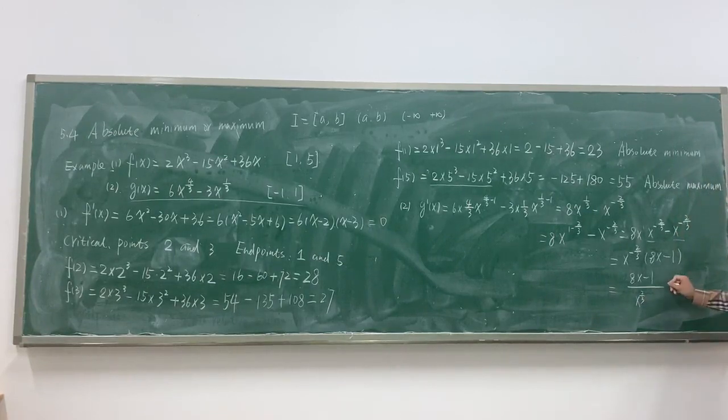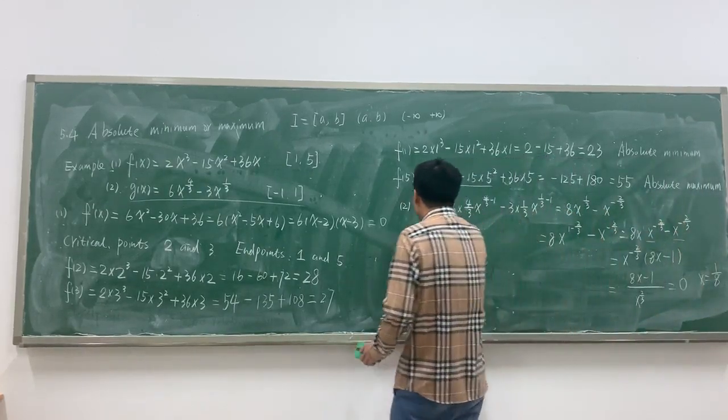So you let it equal 0, and you can see x equals what? 1/8. So this is the first critical point. The second critical point is what? You can see g prime is undefined at 0. Undefined at 0, so 0 is also a critical point.